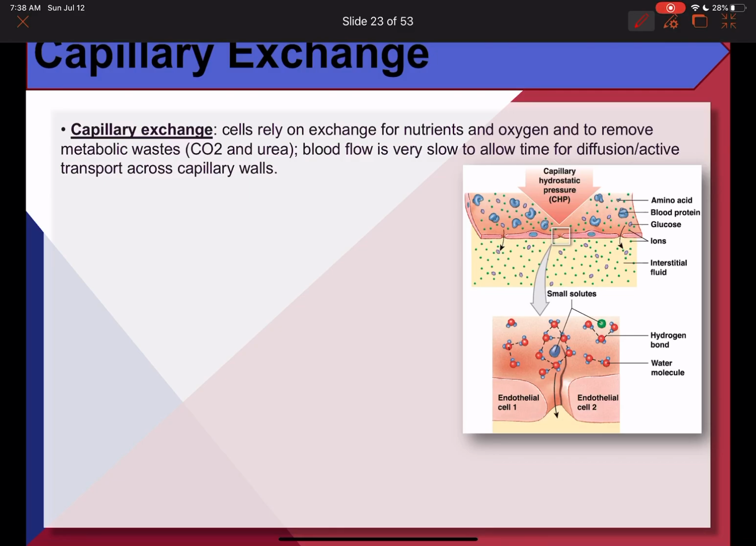Capillary exchange functions to drop off nutrients and oxygen from blood to cells and remove metabolic wastes like carbon dioxide and urea from cells back into the blood so they can go to other areas for excretion or exhalation. We have already mentioned that blood flow through capillaries is usually very slow, which makes sense because we need enough time to allow for diffusion and active transport across those capillary walls.